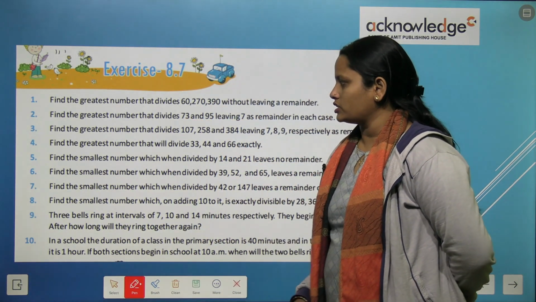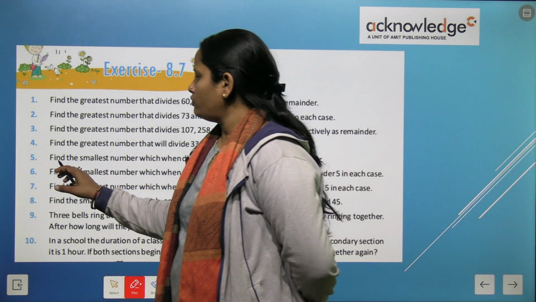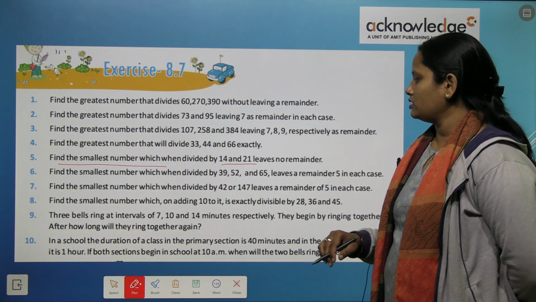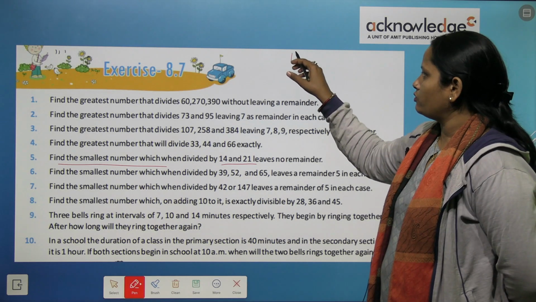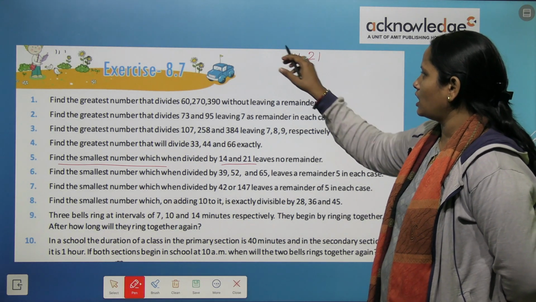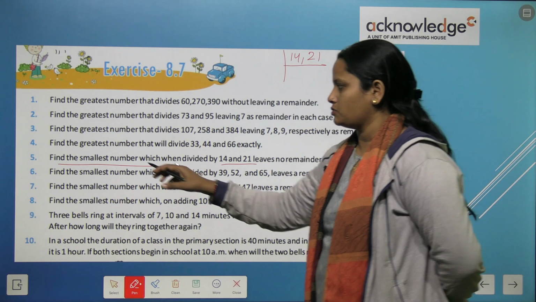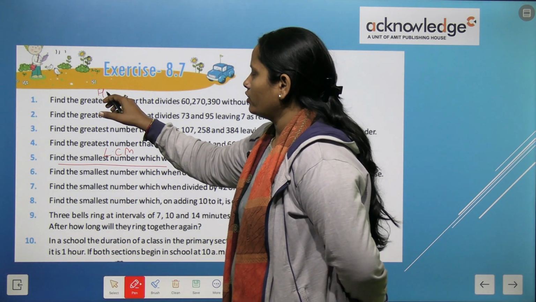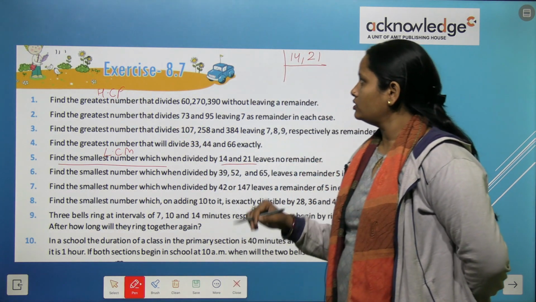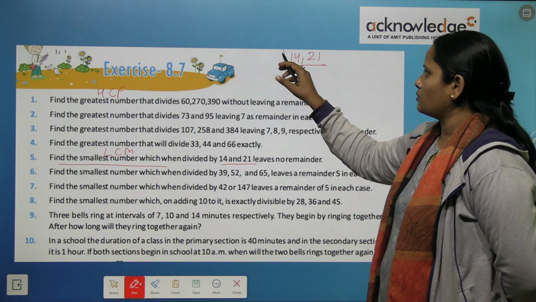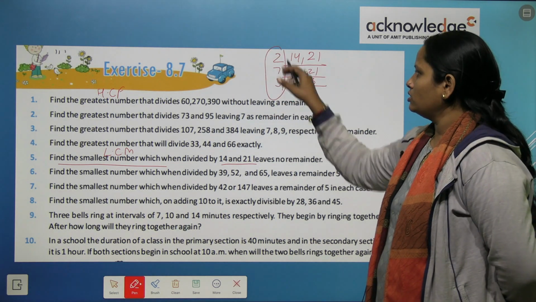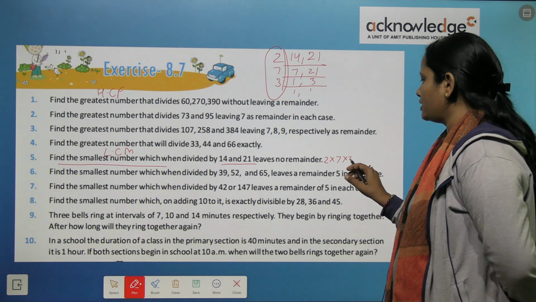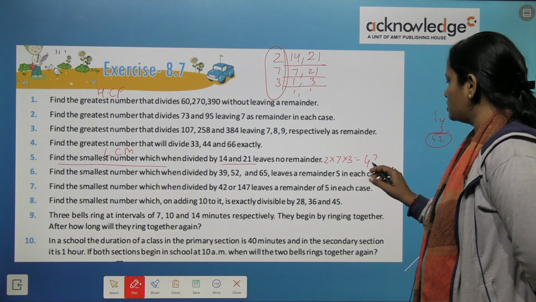Now let's move on to question number 5. Find the smallest number which when divided by 14 and 12, 21 leaves no remainder. So हमें 14 और 21 का हमें LCM निकालना है. जब smallest number की बात आएगी तो हमें LCM find out करना और greatest में HCF निकालना है. So let's find out the LCM of these numbers. So let's multiply these numbers. 2 multiply 7 multiply 3. So on multiplying these numbers we get 42.